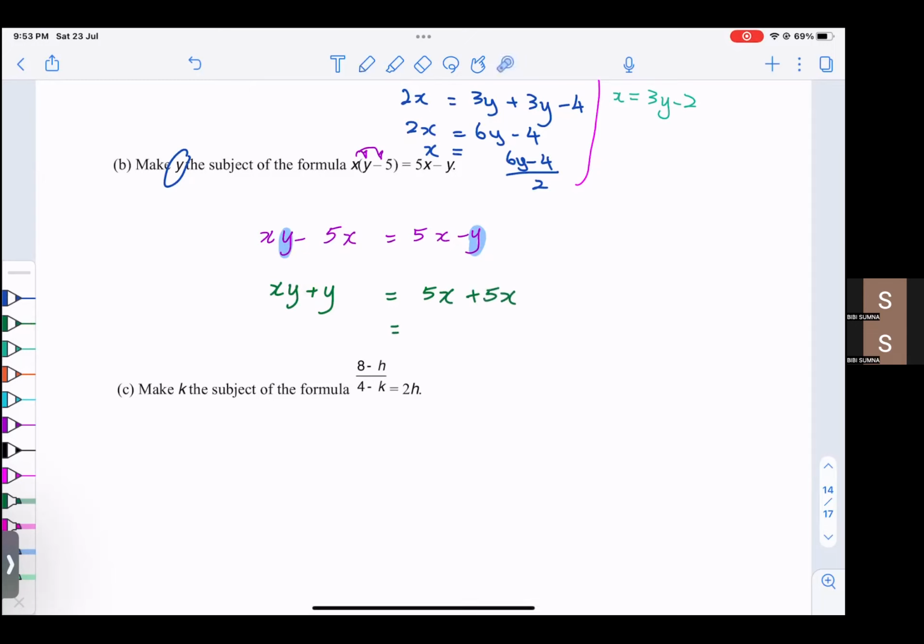Before we continue, is there anything to simplify? Yes, 10x. How about on this side? Is there anything common? Yes, y. We have y in both of them. We just need y. We don't need this x plus 1. How can we deal with it? Just move it to the other side.